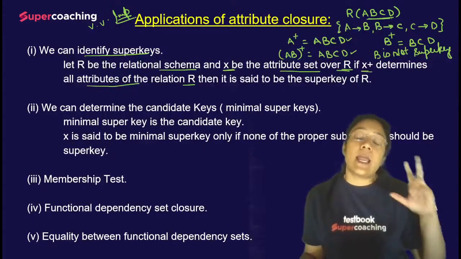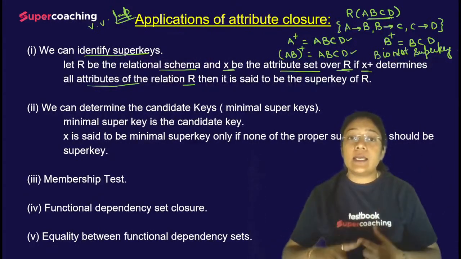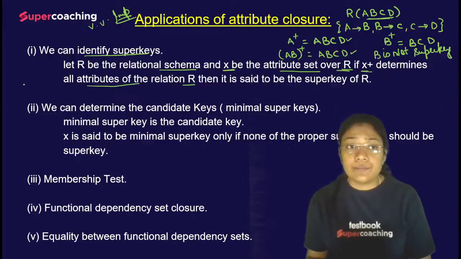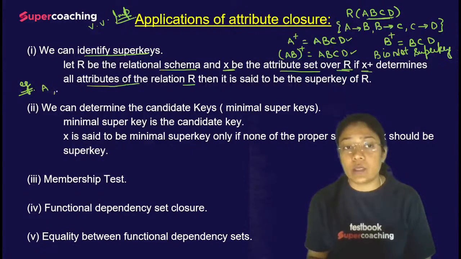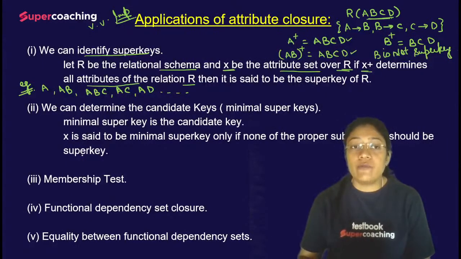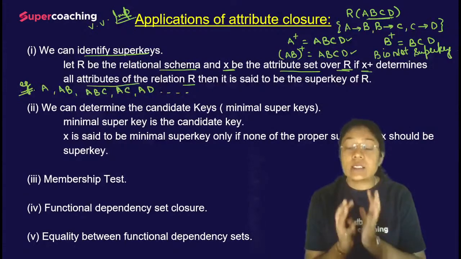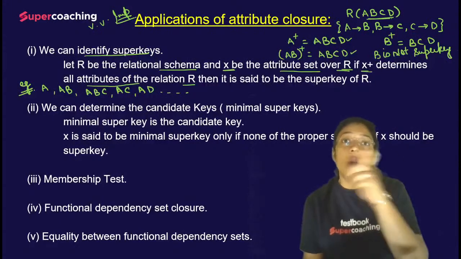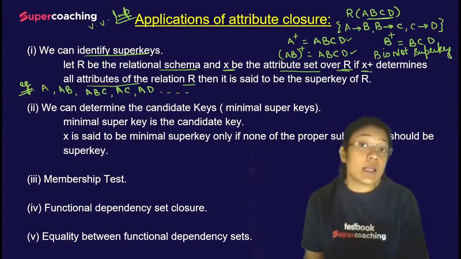अब सुपर की और कैंडिडेट की में हमने एक डिफरेंस डिस्कस किया था. कैंडिडेट की इज द सेट ऑफ मिनिमल नंबर ऑफ एट्रीब्यूट्स. फॉर एग्जांपल, here according to our example, we have discussed that A is the super key, AB is the super key, ABC is the super key, AC will be the super key, AD will be the super key. All these are the super keys. Okay. इनमें से कैंडिडेट की हम कब बोलेंगे? When it is containing the minimum number of attributes. Minimum number of attributes determining all attributes of a relation, then it is said to be the candidate key.